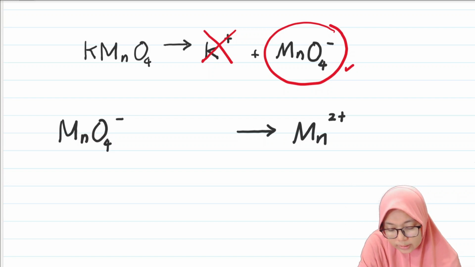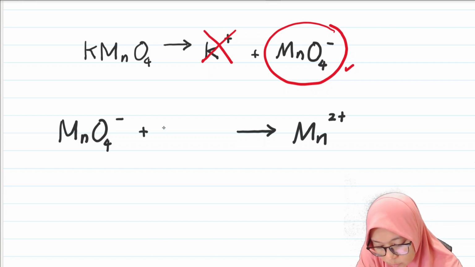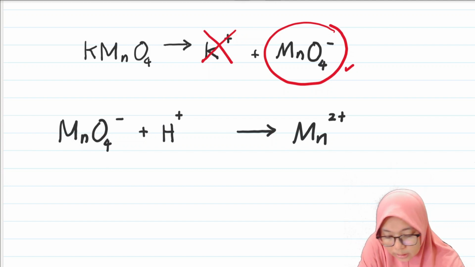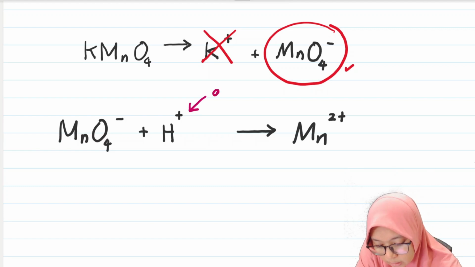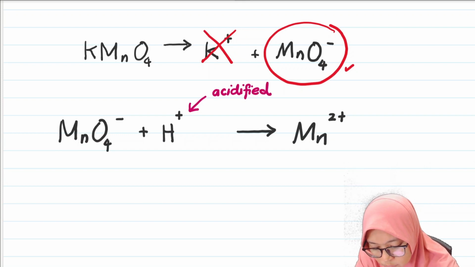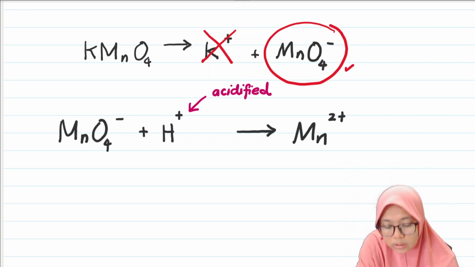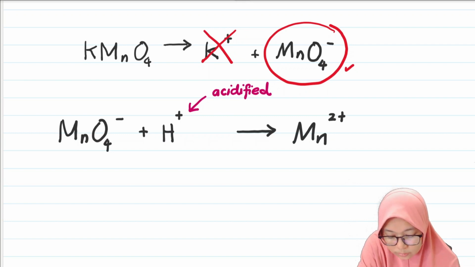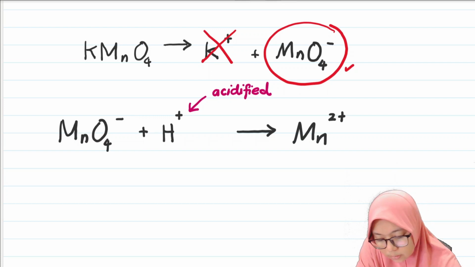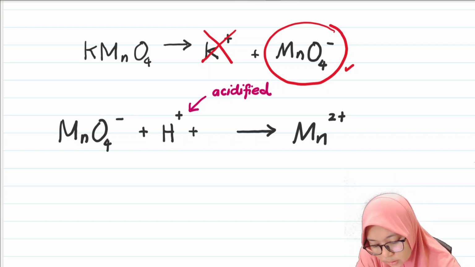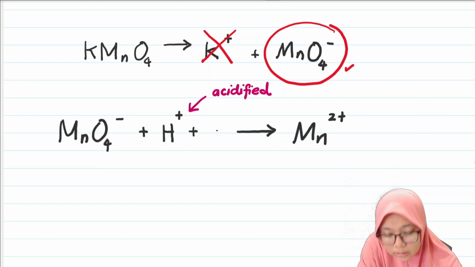During this reaction, we have an acidified condition. That's why the half equation will contain hydrogen ion. The hydrogen ion comes from the acidified condition of the solution, so acidified potassium manganate solution will supply the hydrogen ion. During this reaction, the manganate accepts electrons.